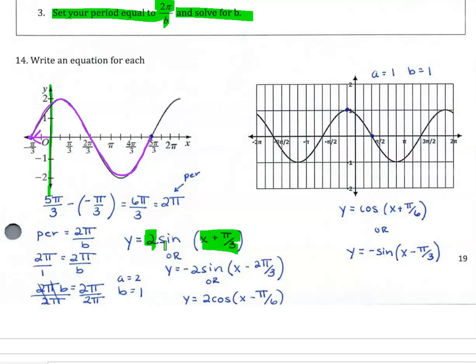Now, as far as the period goes, look at the difference between these values. If I actually subtract pi over 3 from the negative pi over 3 and look at the difference between those, there are 2 pi units. Now, really, you could just look at this and count your tick marks and be like, oh, wait a minute, that's the same as it is from here to here, and that would be 2 pi. Well, that works as well.